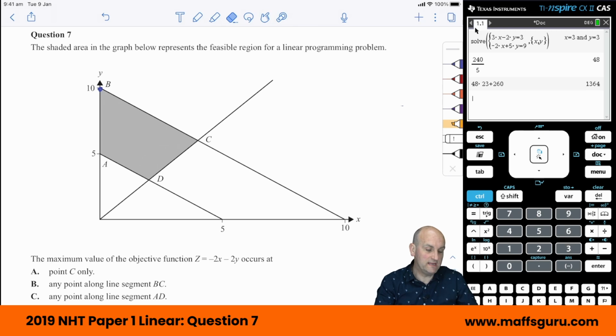All right, question 7. The shaded area in the graph below represents a feasible region for a linear programming problem. The maximum value of the objective function occurs at... Now, obviously, we could use the sliding line principle. Very difficult here because I don't have a sliding line.